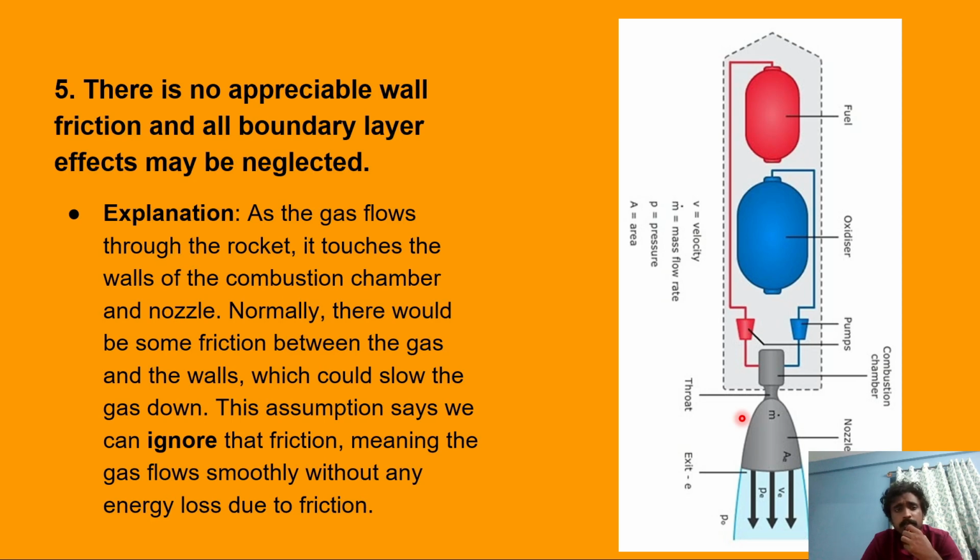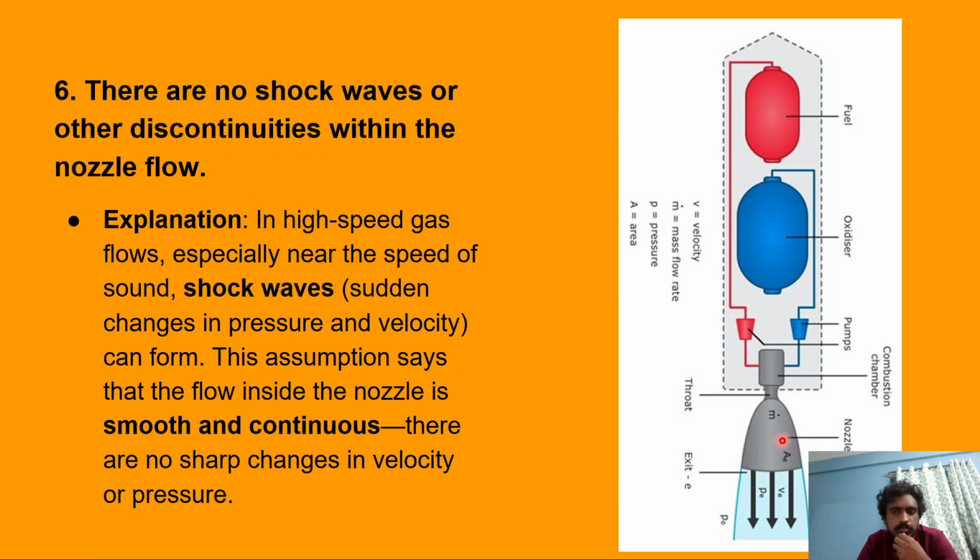There is no friction. The fuel is passing through the walls, right? Through the walls, friction is not there, and the boundary layer is also not there. Simply, the friction between rocket gases and rocket walls is zero. This is one condition we assume while studying rockets or making calculations of rockets. Okay, there are no shock waves. Yeah, there are no shock waves, just a smooth and continuous flow of gases.